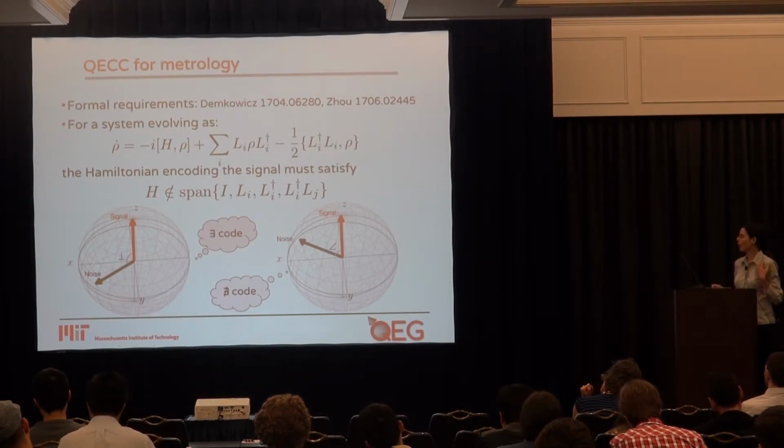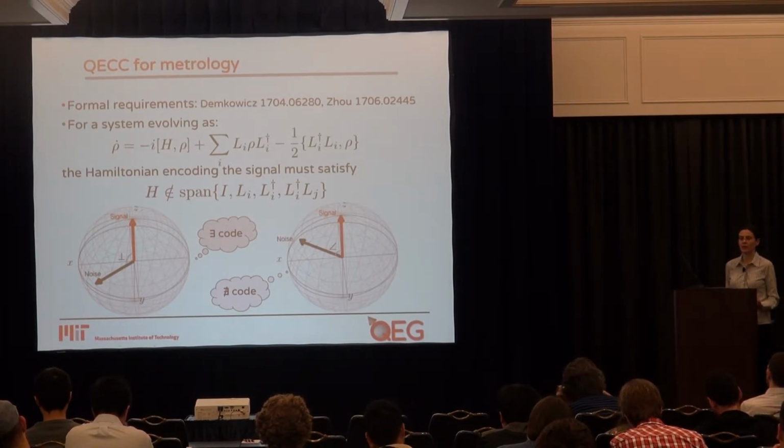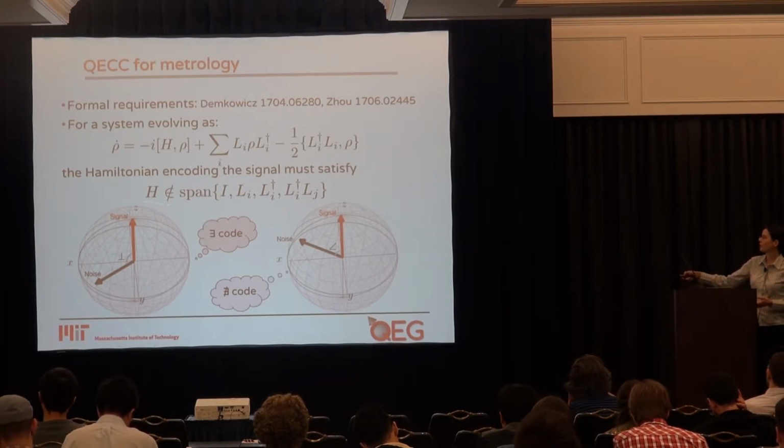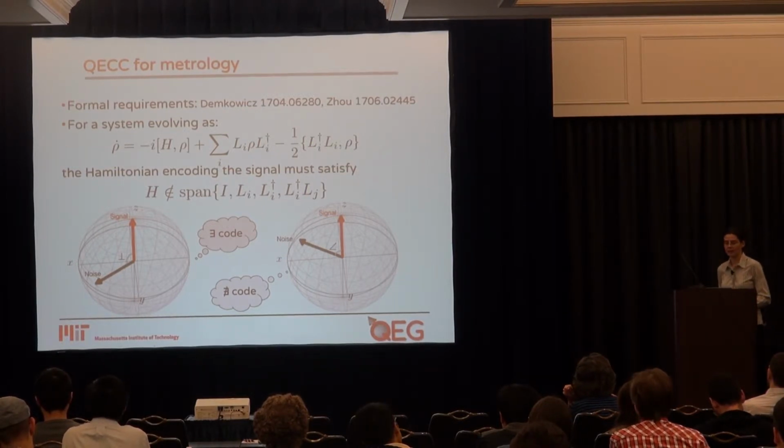So my intuitive picture is that if your noise is in a space which is perpendicular to the space of the Hamiltonian itself, so the signal itself, then a quantum error correction code does exist. Otherwise, it doesn't exist anymore.